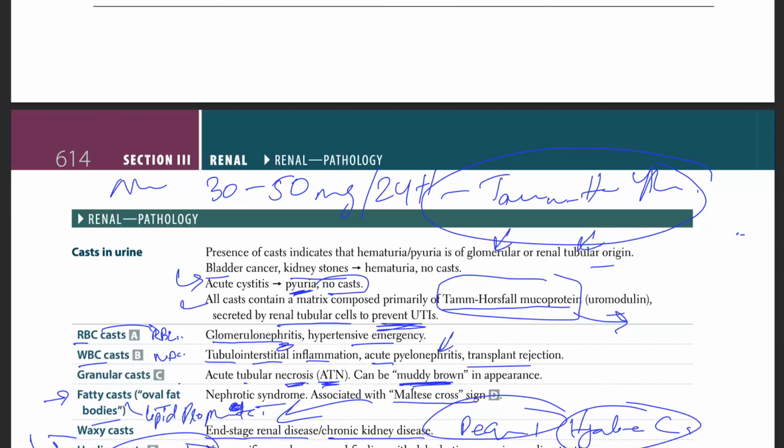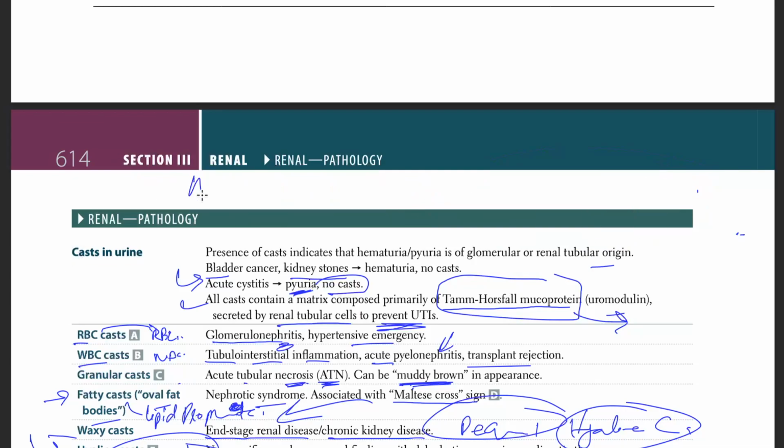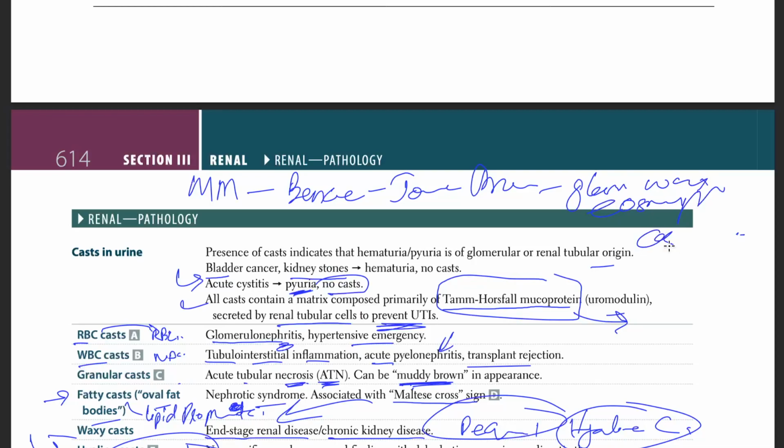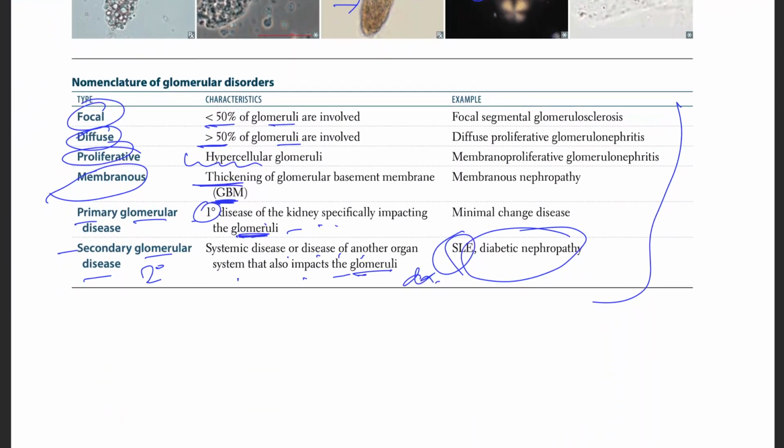Okay. In multiple myeloma, you will see Bence-Jones proteins, right? And they will be seen as glossy, waxy, eosinophilic casts. Okay, so these are all about the casts and the nomenclature.